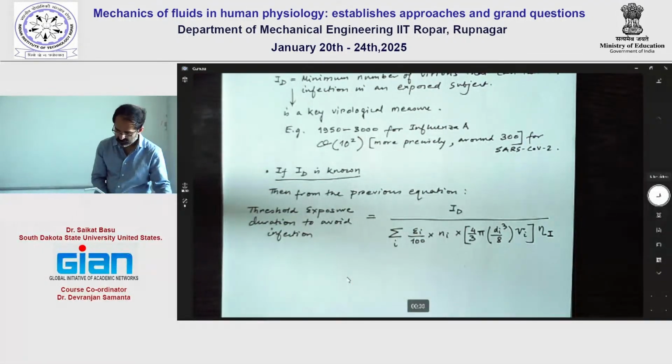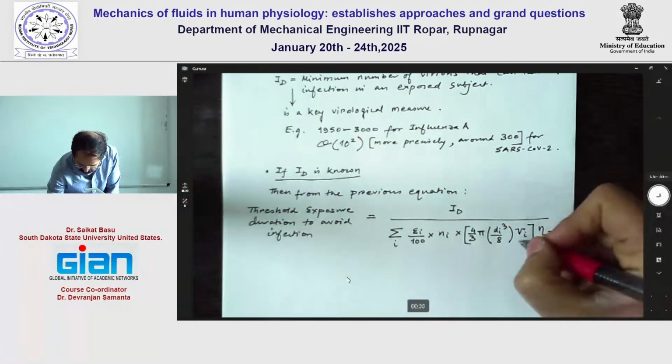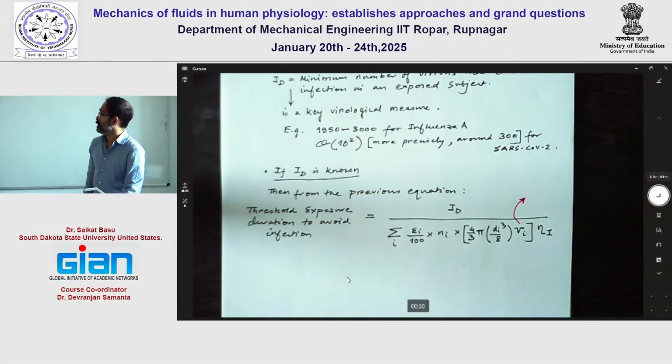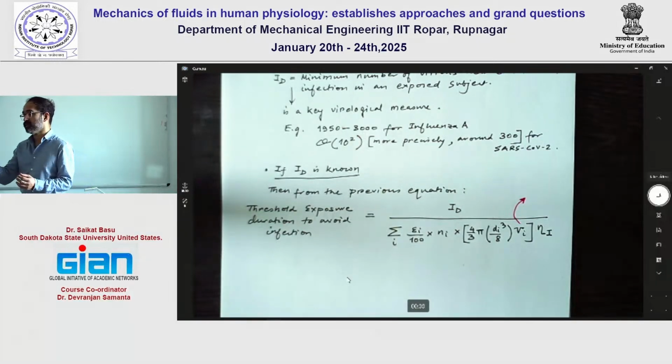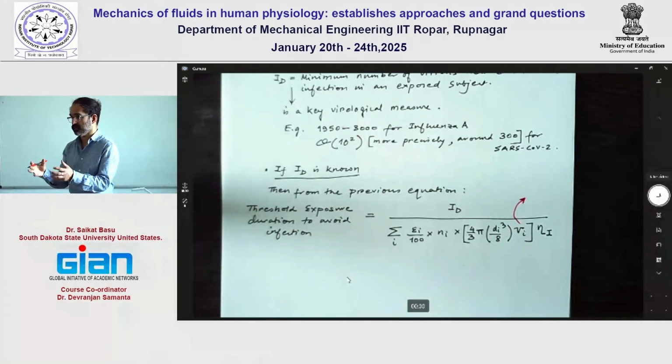Now, an interesting thing pops up over here about this virion concentration in the fluid. At this point, we assume that this Vi is constant, but we don't know that for sure, because there is also a conjecture in the community that the smaller particulates, the 0.5 micron, the 1 micron ones, may contain a higher concentration of viruses than the bigger droplets. And that data is still not available.